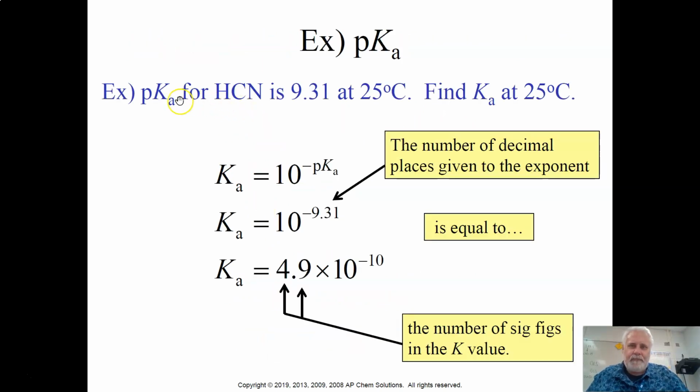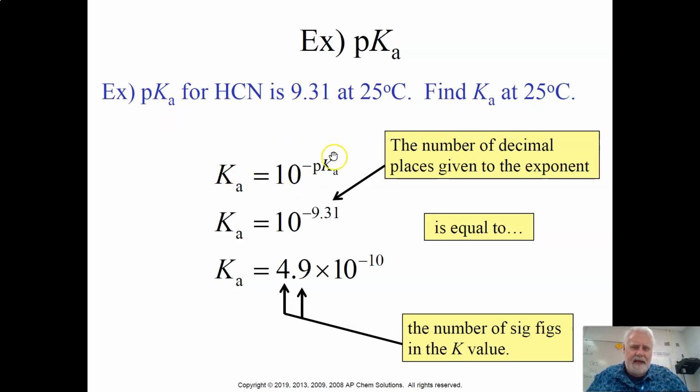That means if the pKa for HCN is 9.31, find the Ka value. Okay, so we did talk about Ka. We said, if that's a big number, it's going to be a strong acid. We didn't really talk about pKa yet. So let's go ahead and calculate this.